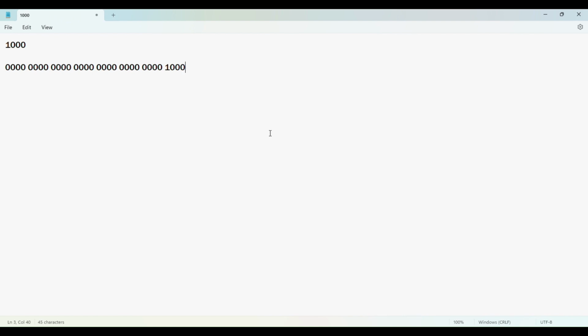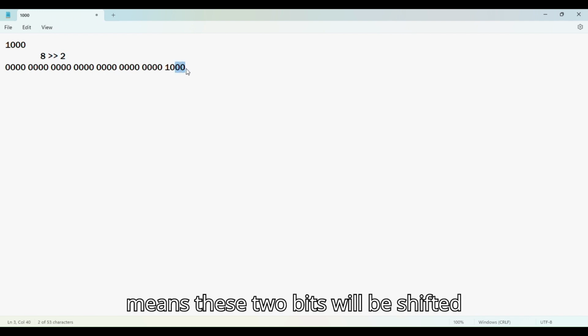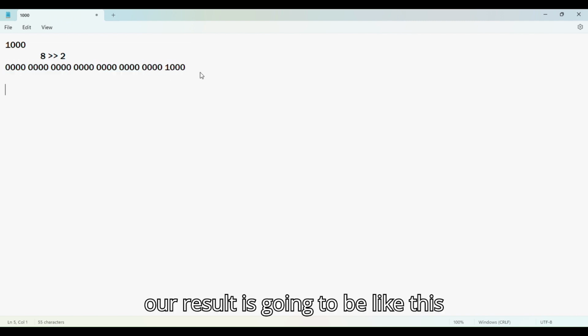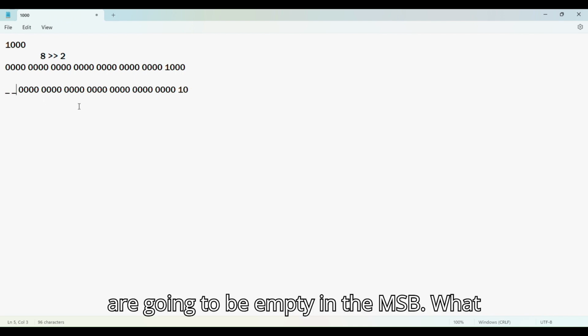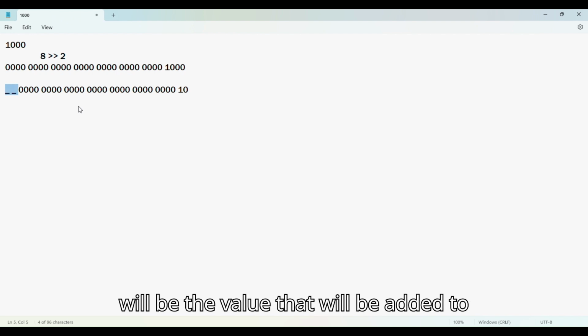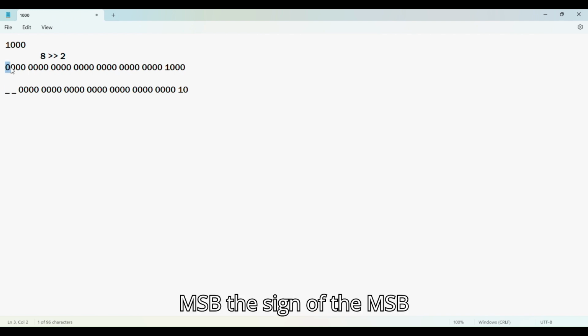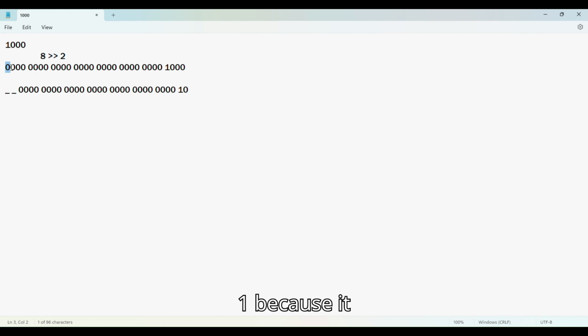Because we are applying 8 right shift 2, the bits should be shifted towards the right side. Means these 2 bits will be shifted towards the right side. In that case, our result is going to be like this, where the 2 bits at the left are going to be empty, the MSB. The value that will be added to this MSB is going to be based on the sign of the MSB. The sign of the MSB is 0, means it is positive. If it is negative, the MSB bit is going to be 1.